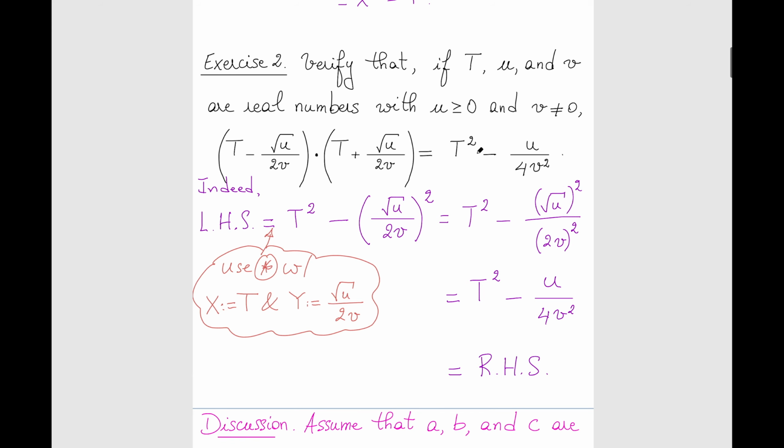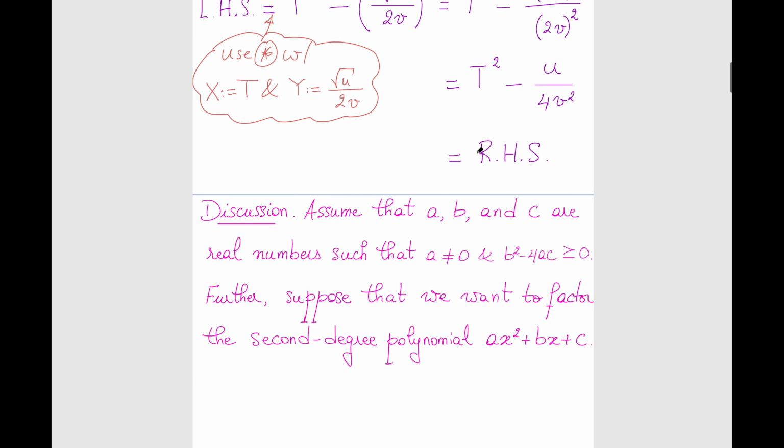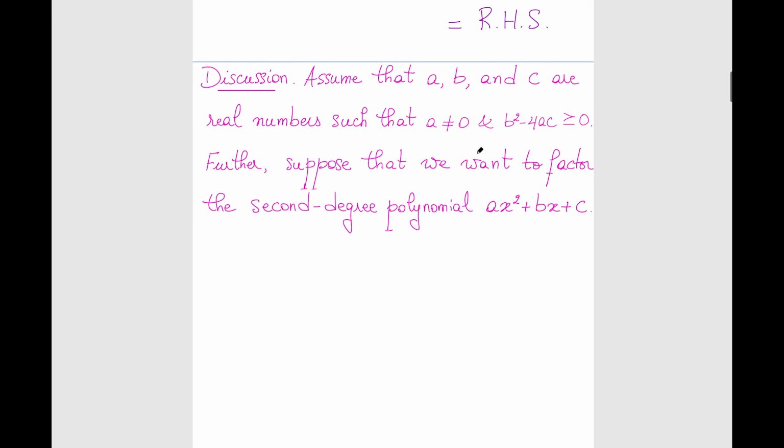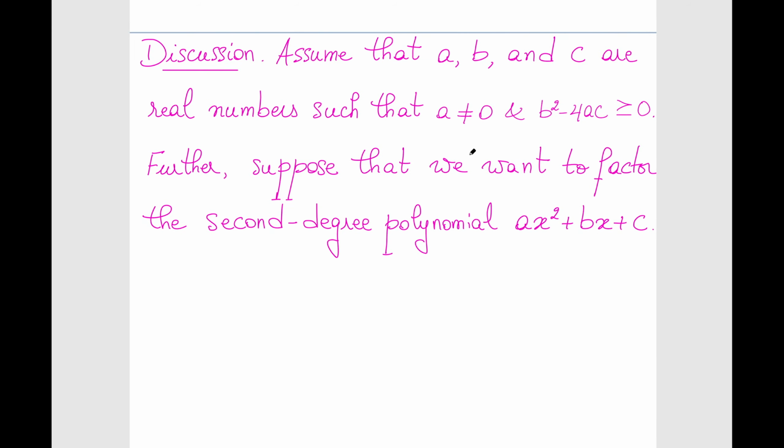Okay. So now we're ready to prove the quadratic formula, and let's give ourselves a setting. Assume that a, b, and c are real numbers with the property that a is not 0, and this expression, b squared minus 4ac, is at least 0, so this expression is non-negative. Further, suppose that we want to factor the second degree polynomial. This is a polynomial of degree 2, right? So suppose we want to factor this.